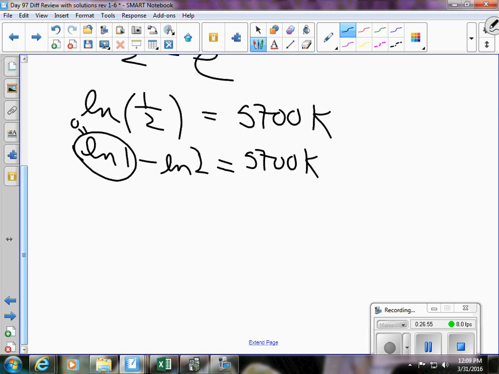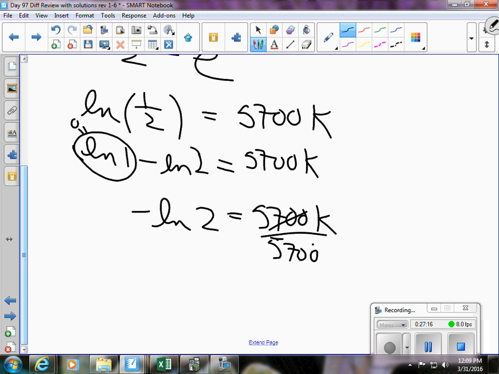you don't have to get K. But I'm just saying, you can keep it the ln of 0.5. I don't want to discourage you from that. There's nothing wrong with it. It just looks nice. So the ln of 2 equals 5,700 K. And we want to solve for K, right? So K will be negative ln of 2 over 5,700.